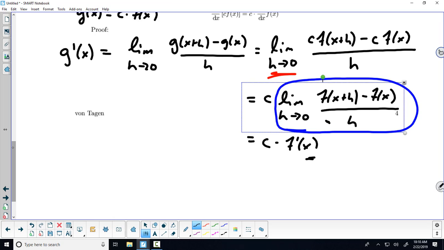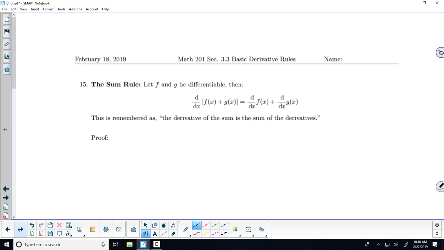Okay? If I see the limit definition of the derivative, I can replace it with the derivative, and vice versa. Okay? All right.